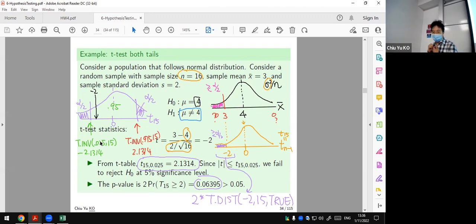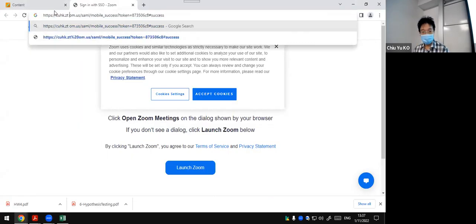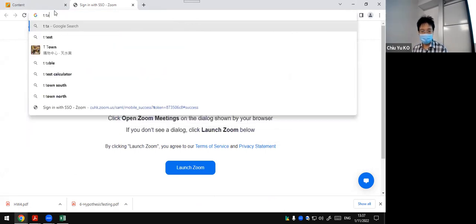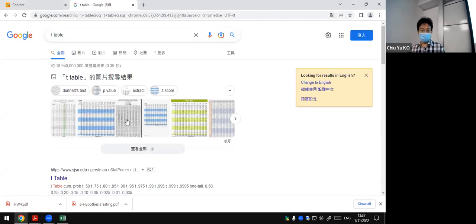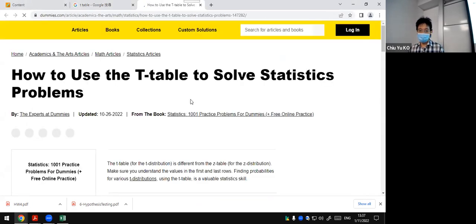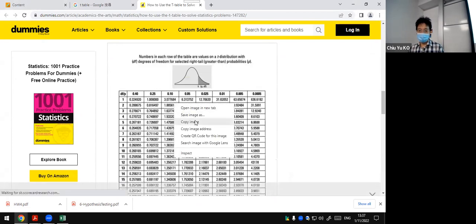Someone asked how can we use the T table. So quickly go to the T table. How can you find this guy? T15, 0.05. It is not difficult. Let me look at any T table on the web. As I said, you can construct it by yourself, because you know how to do Excel. But if you don't like to construct, you can just pick up one. I randomly pick this one, and I open it in a new tab.